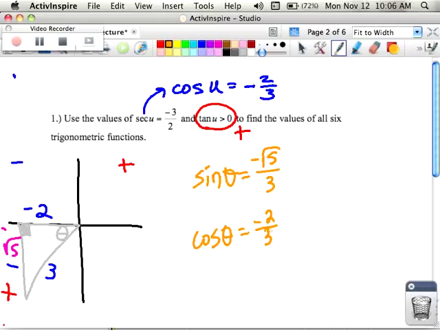And then the tangent of the angle is the opposite over the adjacent. So you have negative root 5 over negative 2, which is the same as root 5 over 2. And these are 3 of the functions, and then all you have to do is flip them to get the cofunctions. So cosecant they actually gave us.